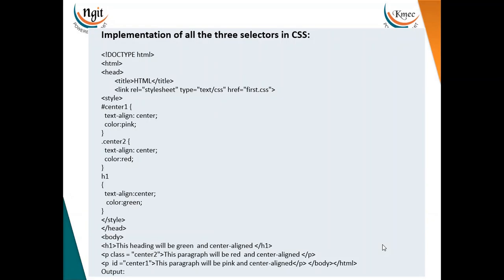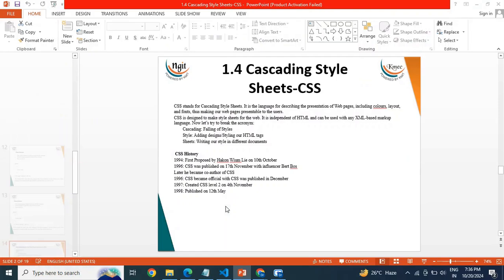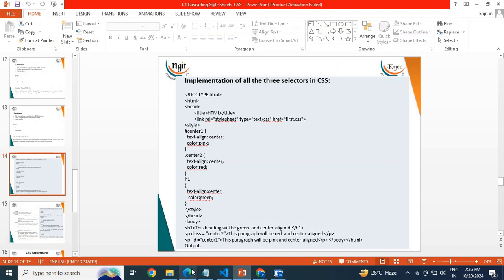Next is the implementation of all these three selectors that we will be seeing. In this I'll show you the execution also. So in this document there are three different selectors. See here, I have mentioned this is external styling, this is internal styling, this is inline styling. Okay, so here is the output of it.